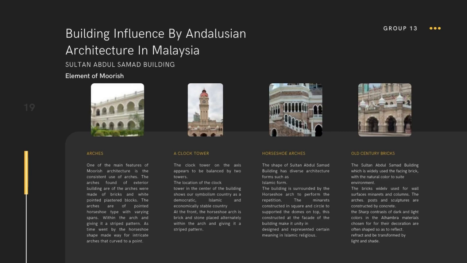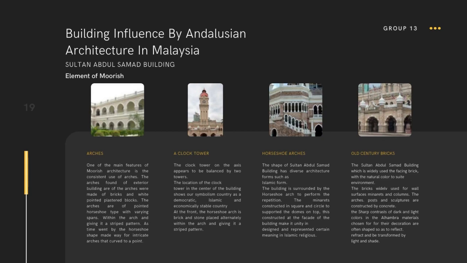One of the main features of Moorish architecture is the consistent use of arches. The arches found on the exterior of the building are made of bricks and white pointed plastered blocks. The arches are of the pointed horseshoe type with varying spans within the arch, giving it a stripe pattern. As time went by, the horseshoe shape made way for intricate arches that curve to a point.